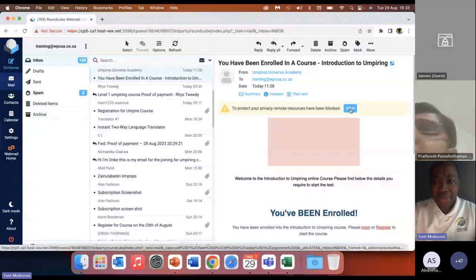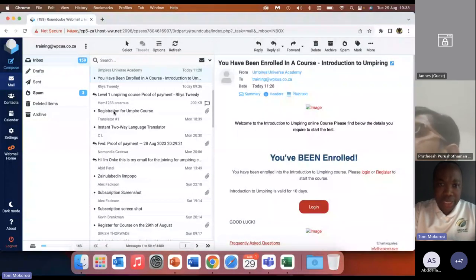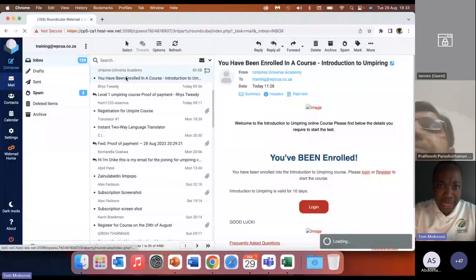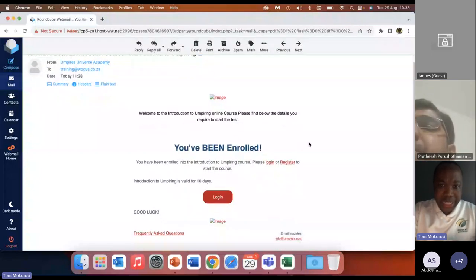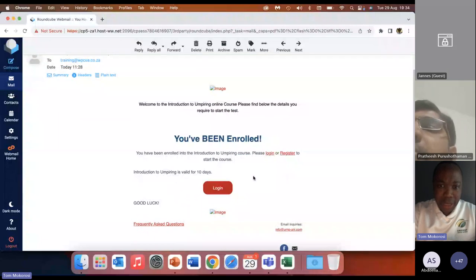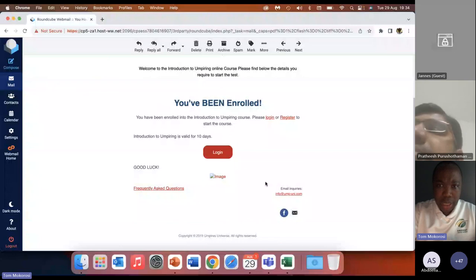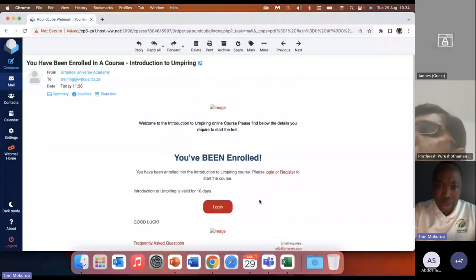Today we are going to do a mock exam of the introduction to umpiring exam, which has questions that are similar to the level 1 exam, but of course not exactly the same as the questions you will get in the level 1 exam. So when you receive this email on Monday, the 4th of September, the big red button in the middle, which everybody usually tries to click on, is not what you need to click on. You need to go and click on register, because you cannot log in unless you have registered.